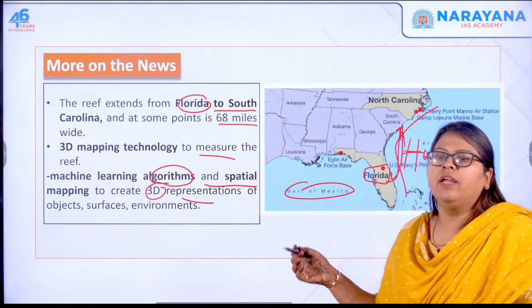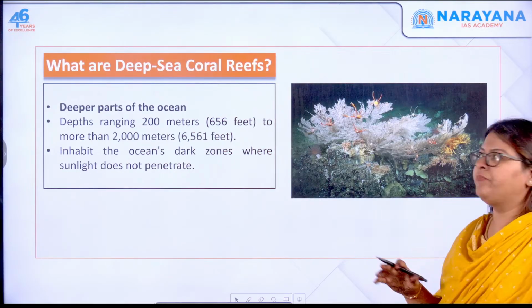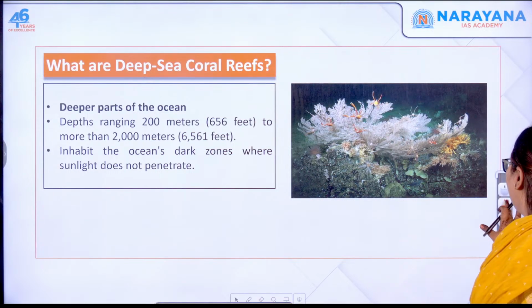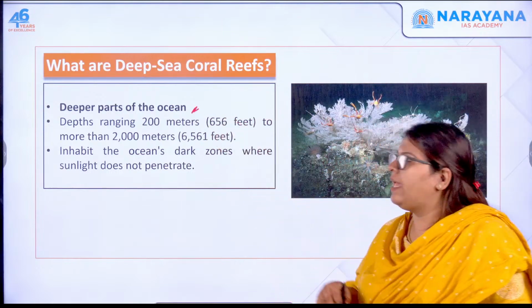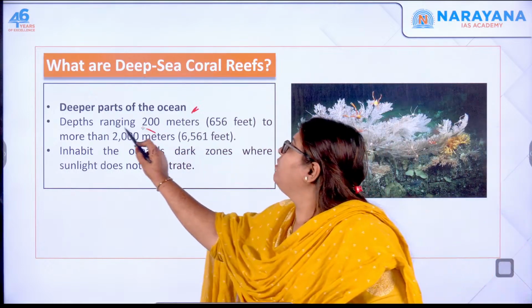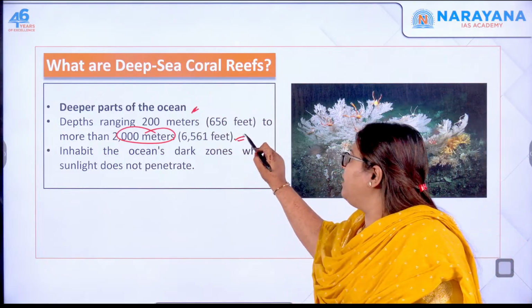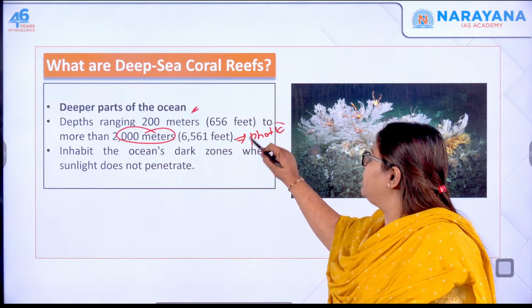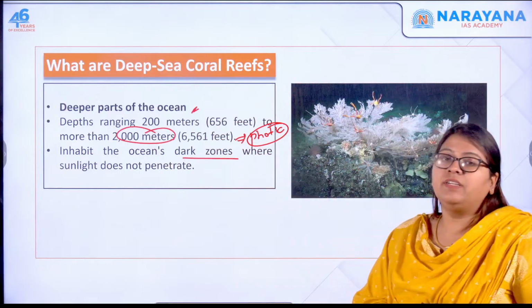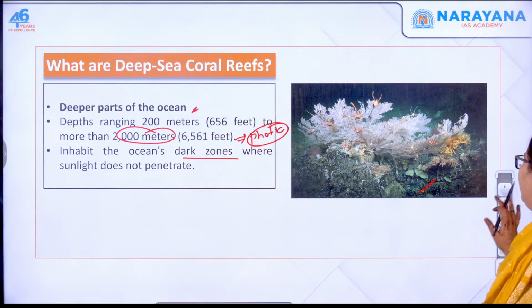So this is not that important, but however we will understand about the deep sea corals. So can you see the picture? These are deep sea corals, not that colorful, but still they actually survive. So these are found in the deeper parts of the ocean, and the depths range from around 200 meters to more than 2000 meters, that is 6561 feet. Okay. So this definitely does not require the photic conditions like the shallow water corals. So they inhabit the ocean's dark zones where the sunlight does not even penetrate. Okay, so this is the speciality of this particular coral, that is the deep sea coral.